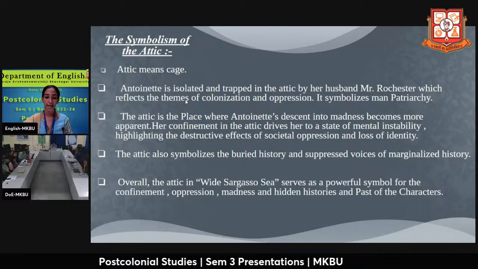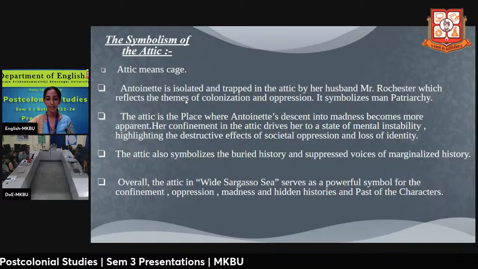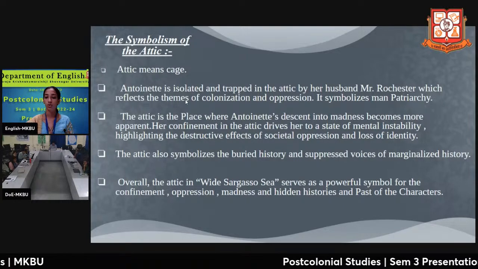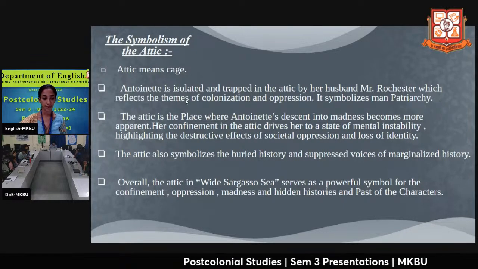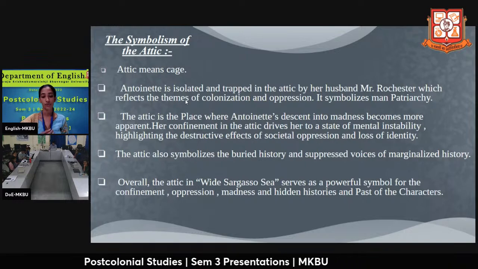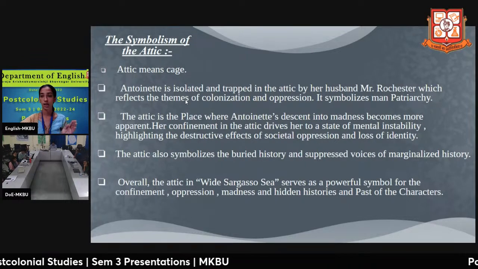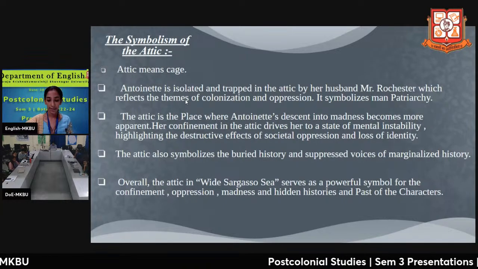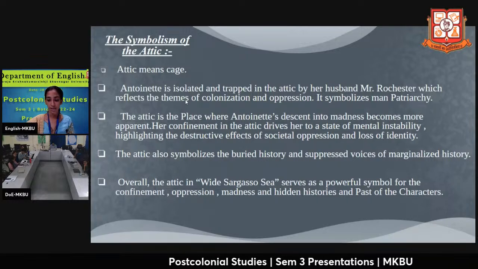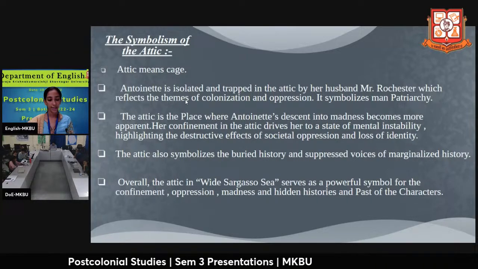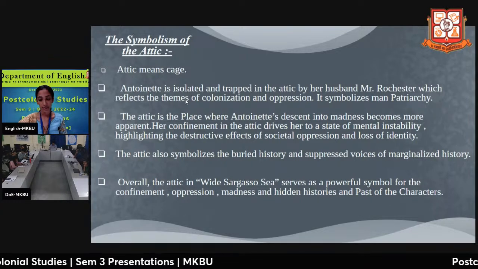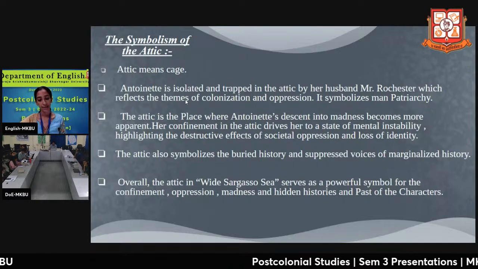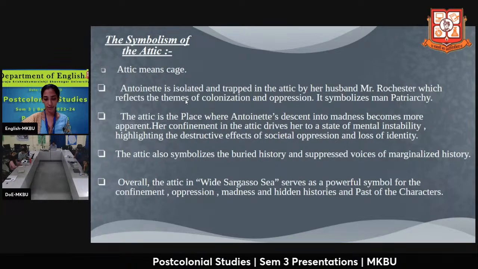The attic is the place where Antoinette's descent into madness becomes more apparent. Her confinement in the attic drives her to a state of mental instability, highlighting the destructive effects of societal oppression and loss of identity. The attic also symbolizes the buried history and suppressed voices of marginalized people. Overall, the attic in the novel Wide Sargasso Sea serves as a powerful symbol for the confinement, oppression, madness, and hidden histories and pasts of the characters.